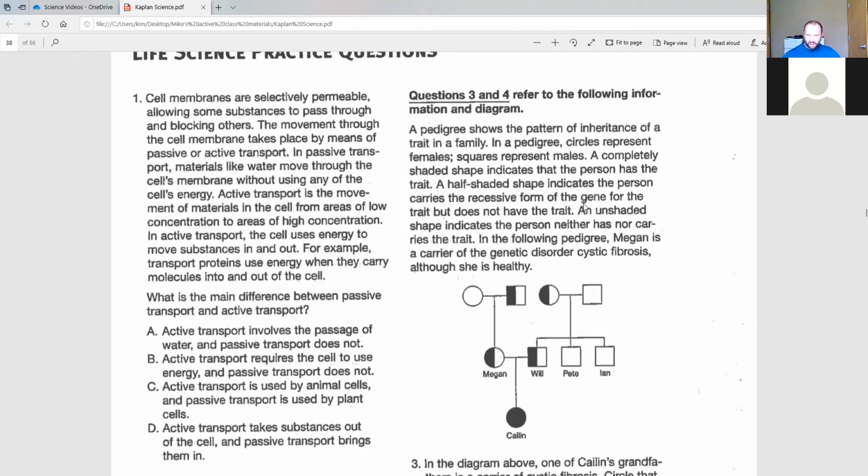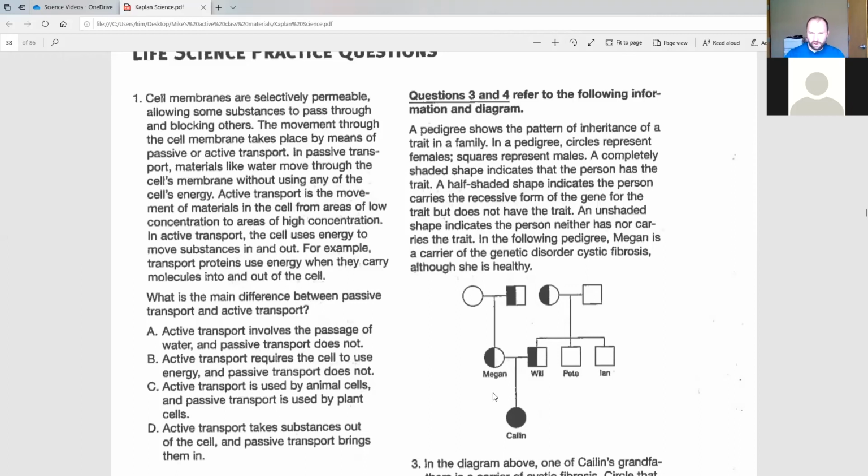Okay? So, a completely unshaded shape indicates the person neither has nor carries the trait. Right? So they have no sign of the trait whatsoever. In this pedigree down here, Megan is a carrier of the genetic disorder cystic fibrosis. In other words, she does not have cystic fibrosis, but she carries the recessive trait to pass it on.